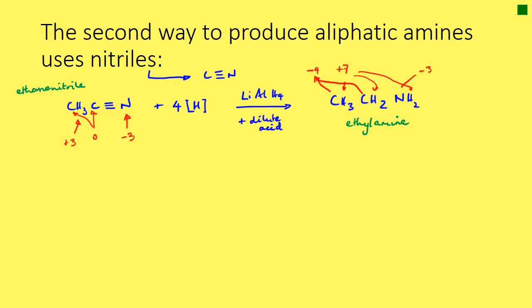So let's look first at ethane nitrile. Look over to the left at ethane nitrile. And of course it's a neutral compound, so the overall oxidation number is 0. But nitrogen is going to be -3, and hydrogen is going to be +3. So the 2 carbons together are going to be 0. So that's the oxidation numbers of the components of ethane nitrile.